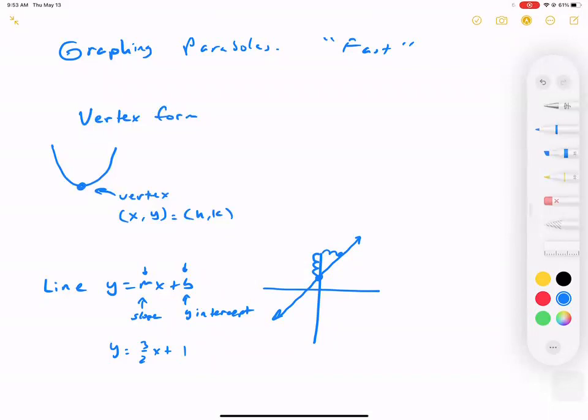So here we go. Our vertex form is y is equal to a times x minus h squared plus k. Now be aware that's a minus h, and a plus k. As we mentioned before, h and k are going to be our vertex. And we have this new letter a, and this a is going to change the shape of my graph.